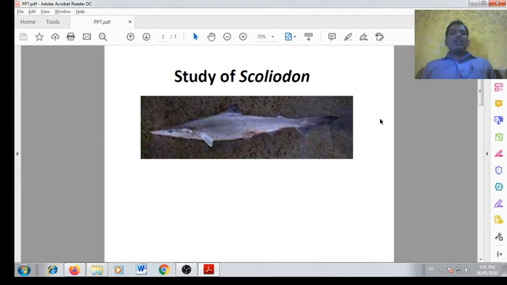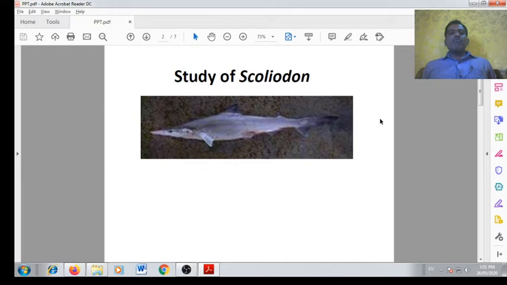Trunk is almost elliptical in shape and it is the second part of the body of Scoliodon. Trunk mainly consists of fins. There are two types of fins in Scoliodon, that is paired or lateral fins and unpaired or median fins. Paired fins are again divided into anterior pectoral fins and posterior pelvic fins. Pectoral fins are somewhat triangular in shape and pelvic fins are smaller than the pectoral fins.